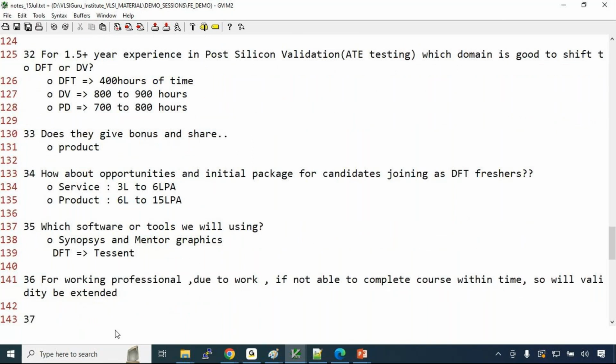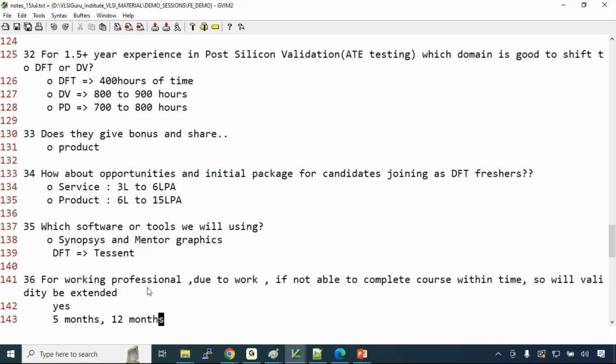For working professionals, if they are not able to complete the course within time due to work, will the validity be extended? Yes, it is extended. That is where we give flexibility to the student to do it at their convenience. We have cases where people have completed the course in 5 months, and some who have done the course over 12 months also.